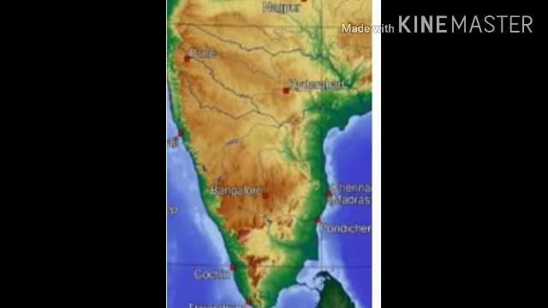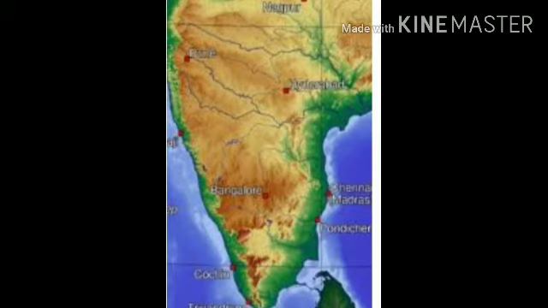Now come to the coastal plains. We have studied Eastern Ghat and Western Ghat, and now we are going to study coastal plains. The Peninsular Plateau is flanked by a stretch of narrow coastal strip that is called coastal plain, along the Arabian Sea on the west and the Bay of Bengal on the east.